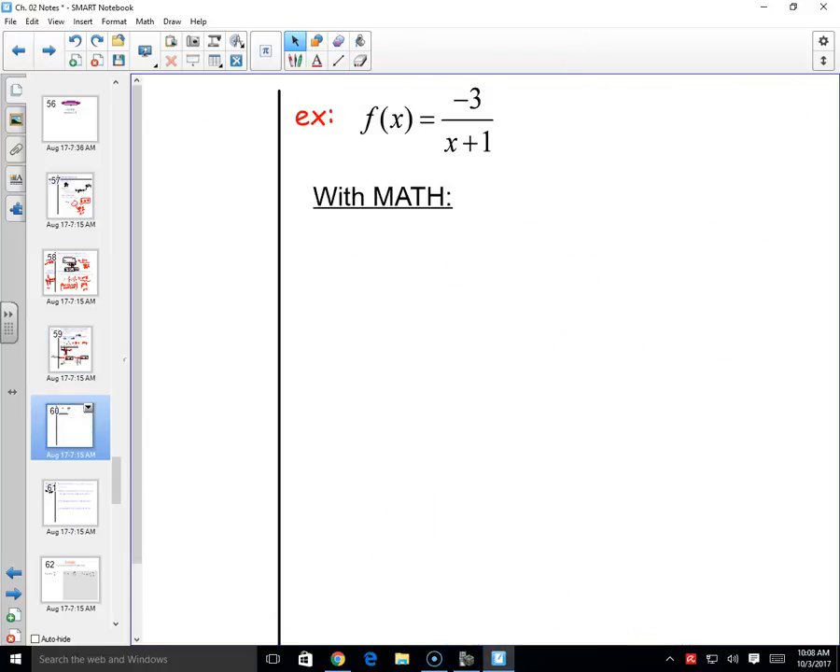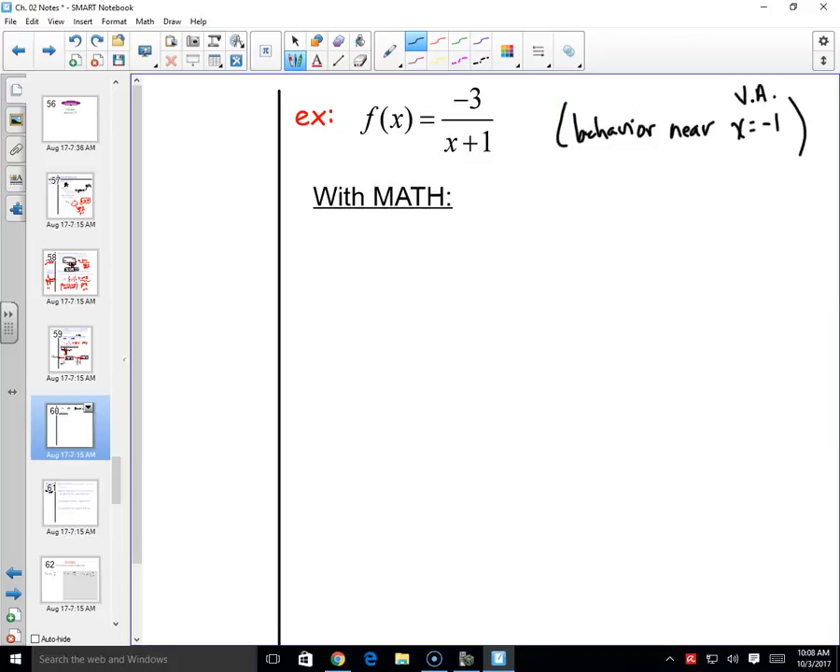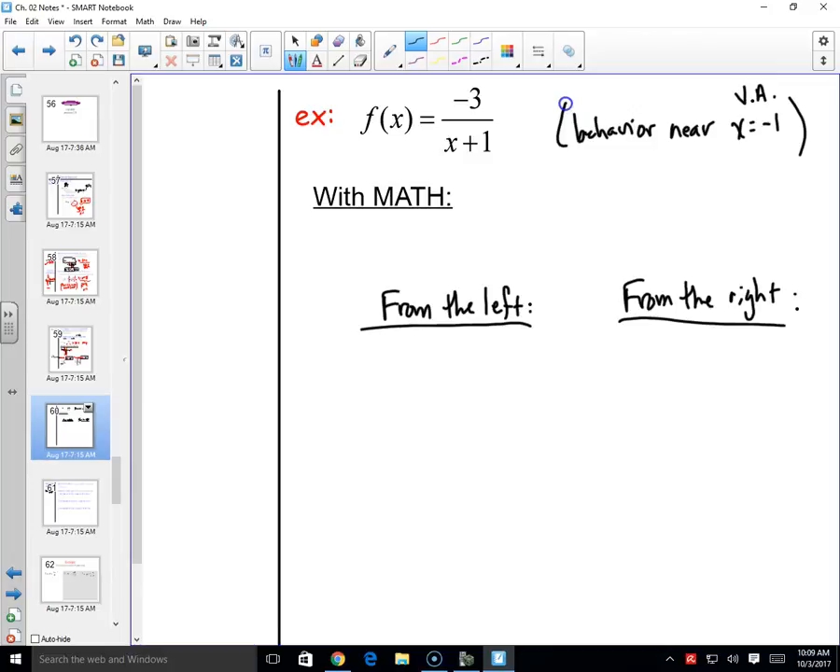We need to talk about, can we do this without a calculator? Can we do the whole behavior thing without a calculator? And the answer is yes, but how? How to use just math, no calculator, no graph, no table to figure out behavior near, aka from the left and from the right, x equals negative 1, which is your vertical asymptote. We still think of from the left. And we still think of from the right. And there is notation for that, but once again, remember, we're not talking about that right now.